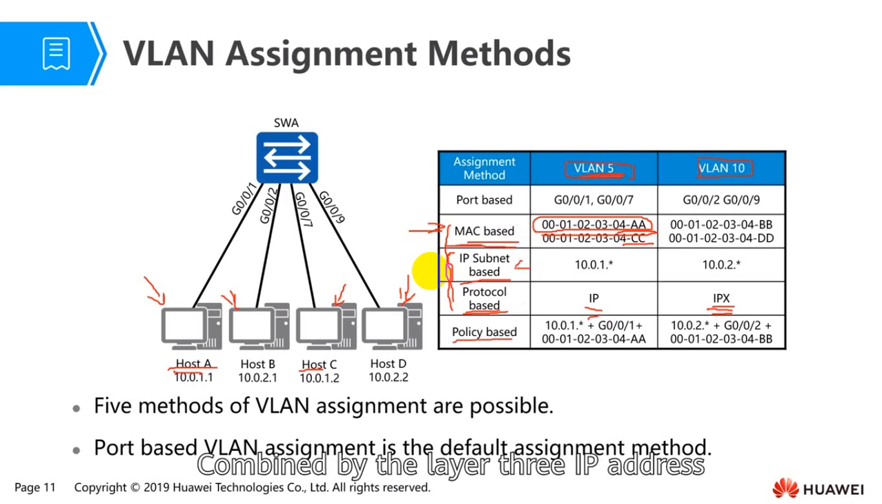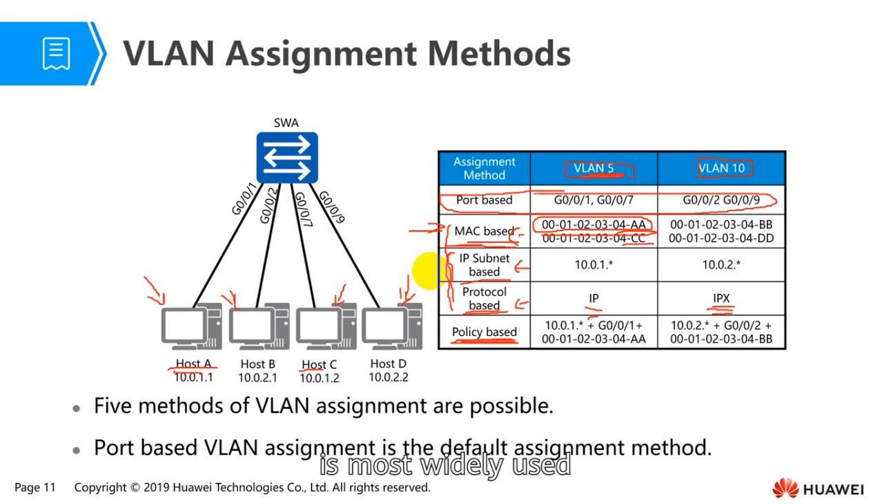Combined by the layer 3 IP address, the layer 3 protocol, or MAC address and so on, and also the interface. This is policy-based. Of course, this is the most complex method, but usually in our working network, port-based is the most widely used. Then we have discussed the concept of VLAN.